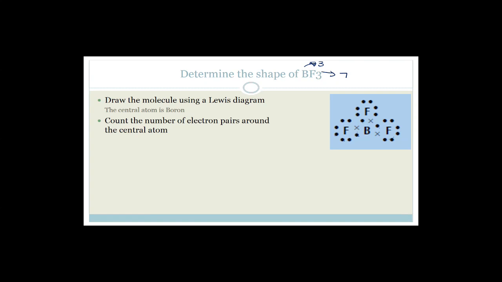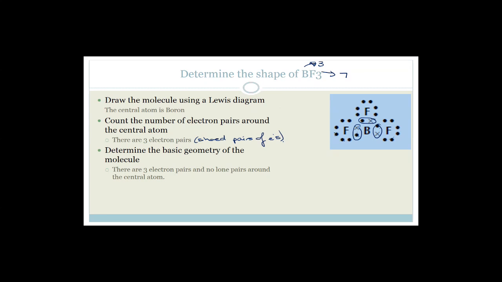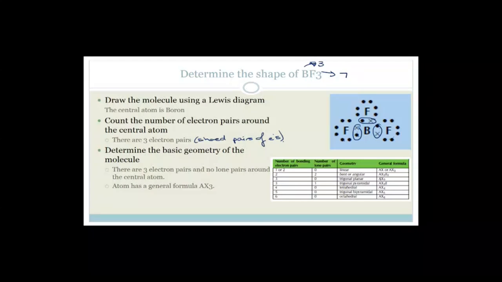Now it says count the number of electron pairs around the central atom. So do you see that boron has three shared pairs of electrons? It's got three electron pairs. Now we need to determine the basic geometry of the molecule. They've been very nice to us, we've written this out with a pretty picture, which is better than my drawing. We see that there are three electron pairs and no lone pairs around the atom. There's nothing there, so therefore the formula is AX3. If that's the case, it is going to be trigonal planar.